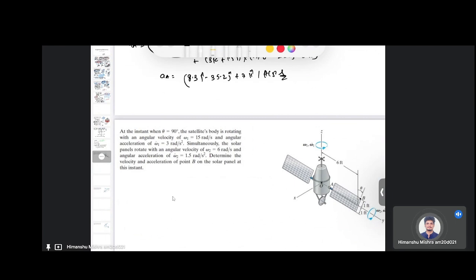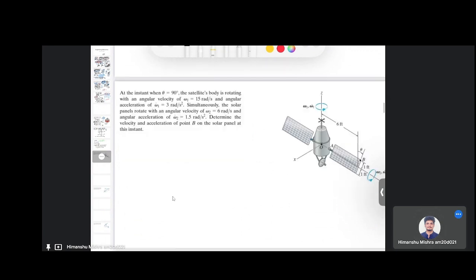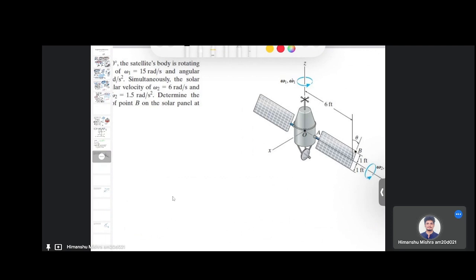So here at the instant when theta equals 90, the satellite's body is rotating with an angular velocity of omega 1 and angular acceleration of omega 1 dot. Simultaneously, the solar panels rotate with an angular velocity of omega 2 and angular acceleration of omega 2 dot. Determine the velocity and acceleration of point B. So it's a similar concept problem to the two problems we have solved previously.